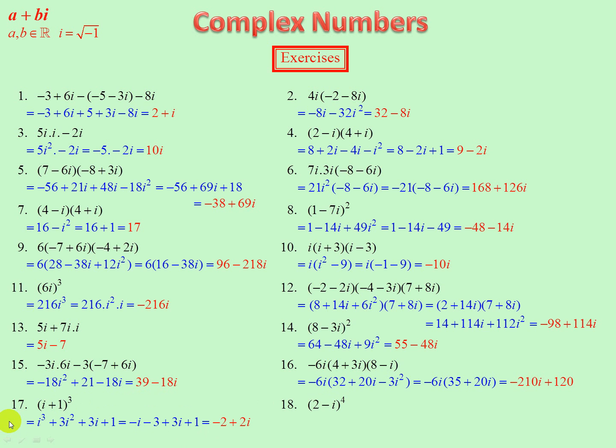So that's what I'm going to do here. i cubed, i squared, i, and 1, with coefficients 1, 3, 3, 1. Of course, the i cubed is -i, the i squared is -1, so giving you -3, and 3i plus 1 stay the same. And it simplifies to that.